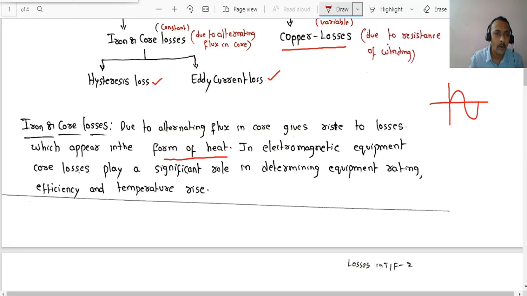In such kind of electromagnetic equipment, these core losses play a very important role in determining the rating of the equipment, and also the efficiency and the temperature rise. All these things depend upon these losses. So iron or core losses are mainly due to the alternating flux in the core. This point is important: alternating flux in the core.